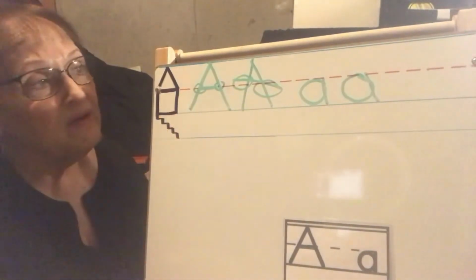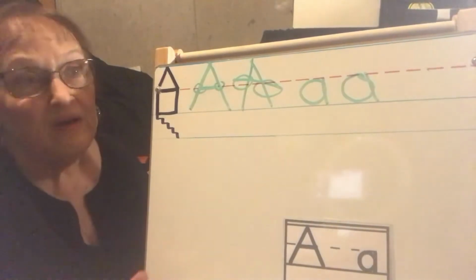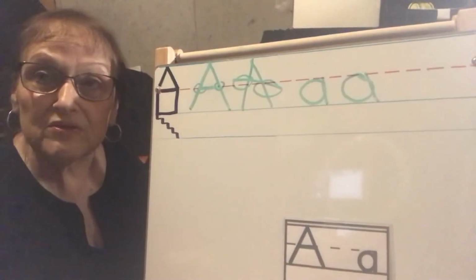If you look at the letter A, it's a good example. The reason I chose that is because it shows us all the different strokes that go together to make all the letters.